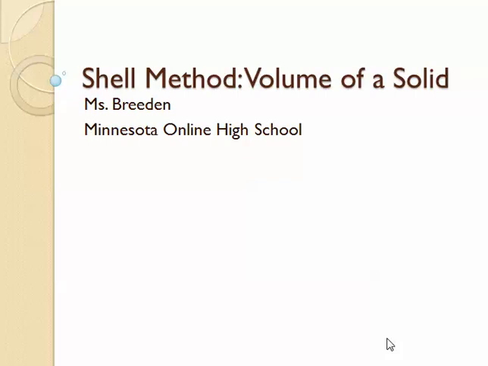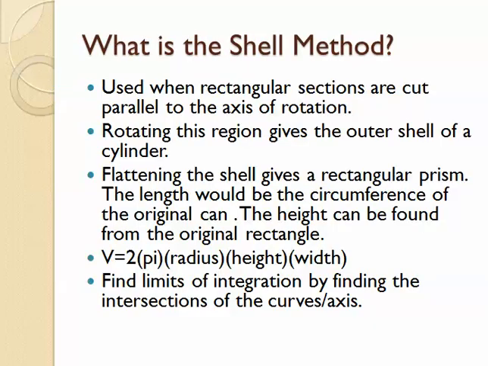In this example, we'll learn how to find the volume of a solid using the shell method. The shell method is very similar to the disk method. The big difference is where the rectangular sections intersect with the axis of rotation. In the disk method, they would intersect and be perpendicular. Here, they're not going to intersect. We're going to draw rectangular sections that are parallel to the axis of rotation.